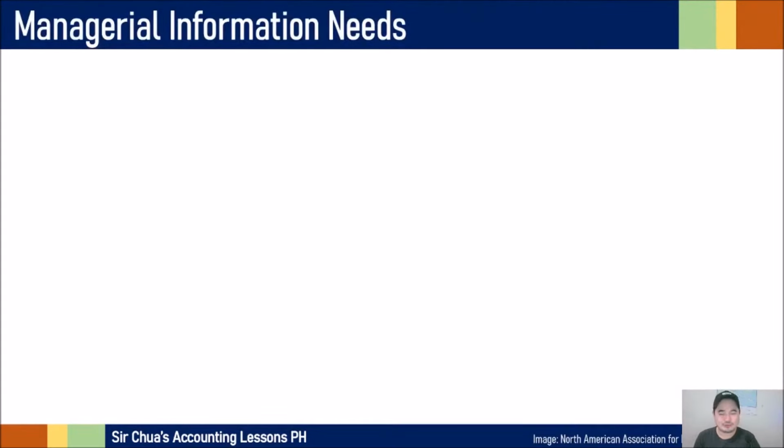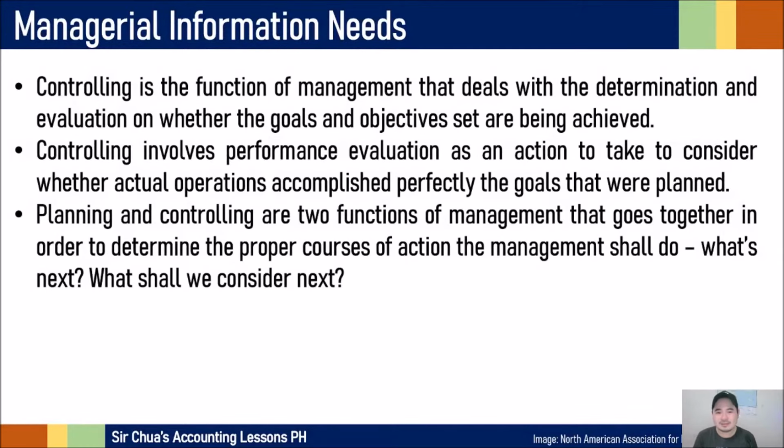Managerial information needs. Now, as what I've told you earlier, controlling is the function of management that deals with the determination and evaluation whether the goals and objectives are being achieved. So, controlling actually, as what I've told you earlier, is about performance evaluation. Were we able to hit the targets that we have set?